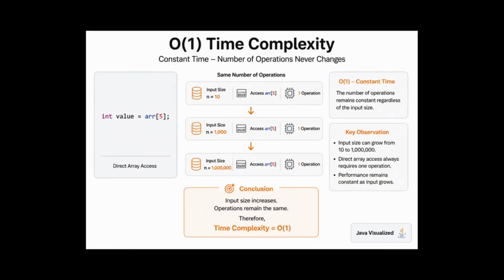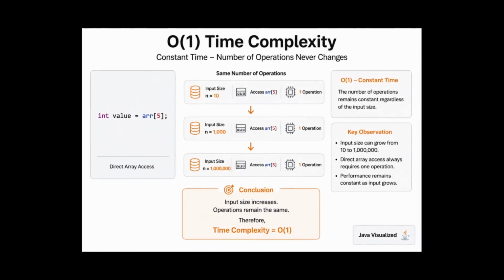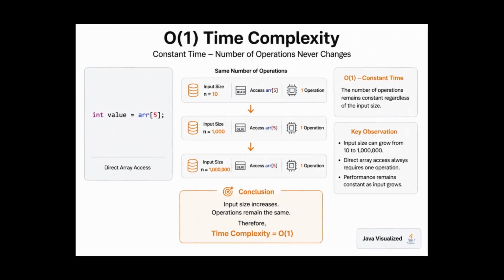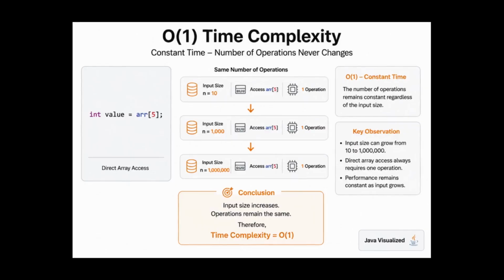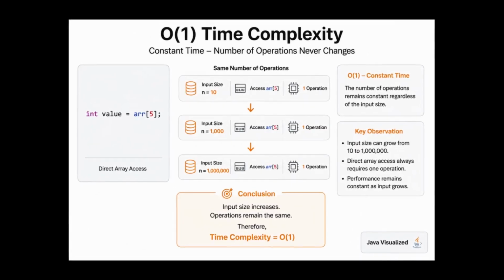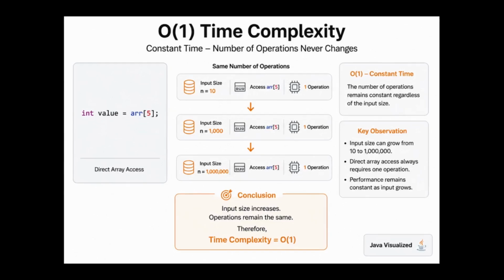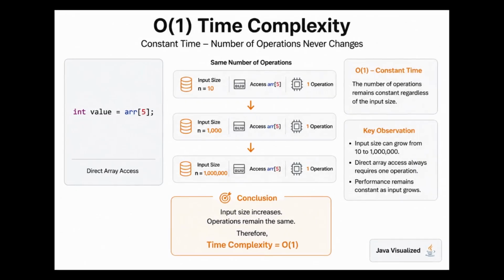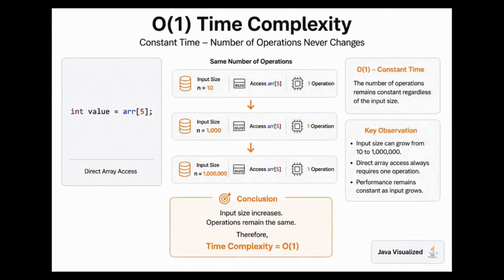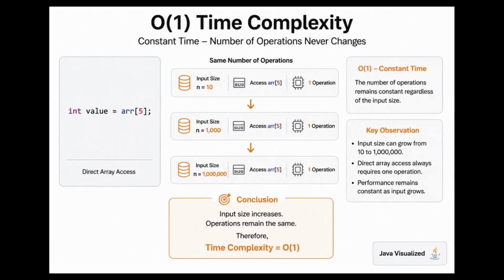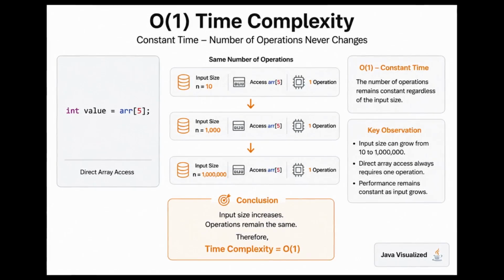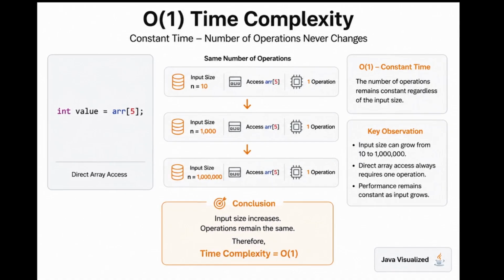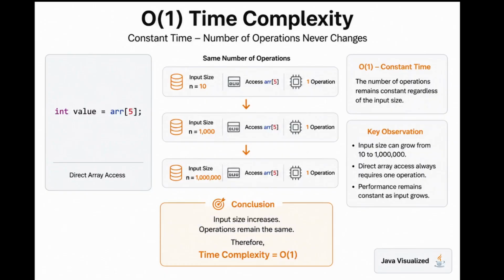Time complexity O of 1, also known as constant time. An algorithm has O of 1 time complexity when the number of operations remains the same regardless of the input size. For example, accessing an element using an array index like arr[5] always requires just one operation. Whether the array contains 10 elements, 1000 elements, or even 1 million elements, the time required to access arr[5] doesn't change. Since the number of operations stays constant as the input size grows, the time complexity is O of 1.